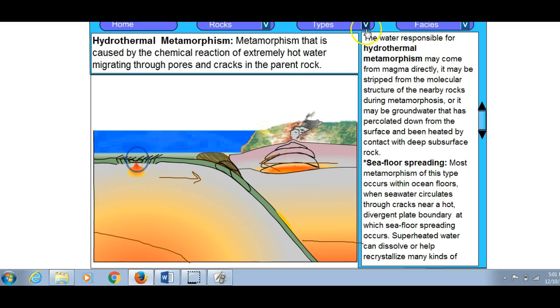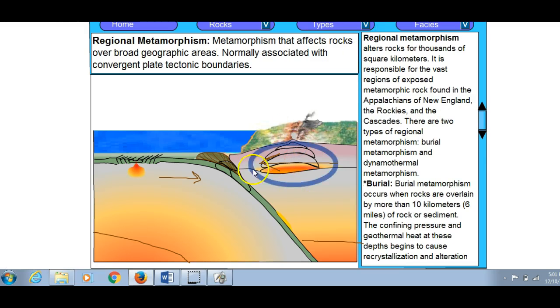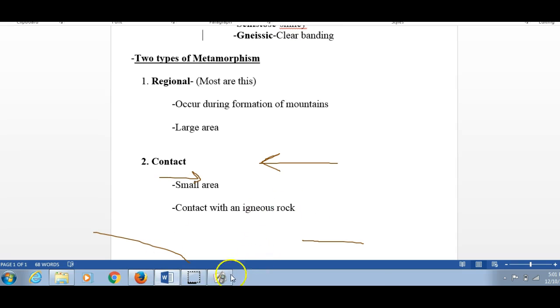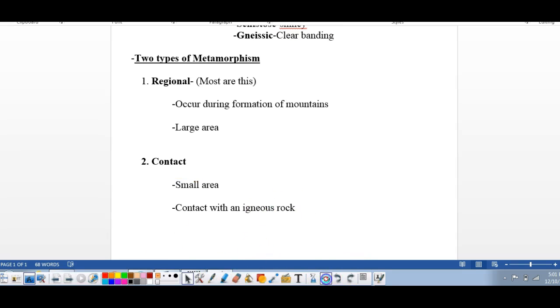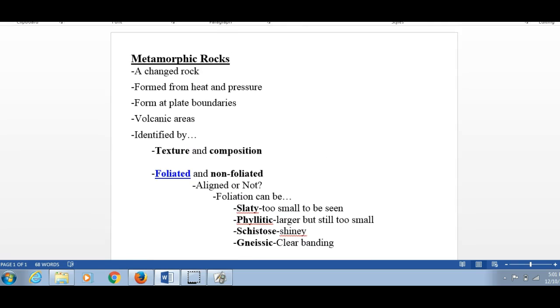And then if we look at one more time, I think that's probably it. Yeah, here's the contact, just a small area. Here is the regional, huge, much larger area. And that's it. So that's kind of an overview of metamorphic rocks. Hopefully that helps you understand it, the main terms that go with it. Make sure you complete the reading, and this will finish up for rocks and do some identification, finish that interactive, and you'll be done.